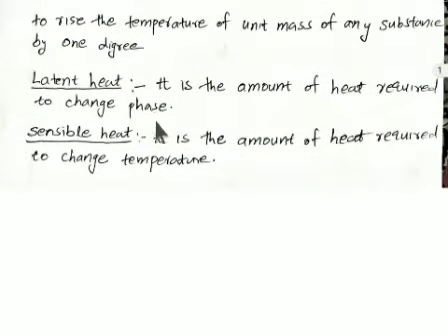Sensible heat is the amount of heat required to change temperature. It means 20 degrees Celsius water converted into 40 degrees Celsius, the amount of heat required for 20 to 30, 20 to 50. So the change in temperature within the phase, the amount of heat required, is called sensible heat.